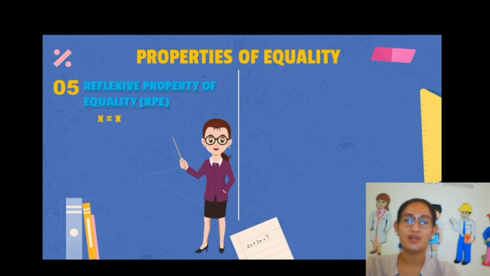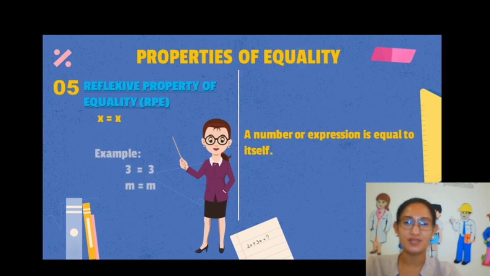Next, the reflexive property of equality. x is equal to x. A number or expression is equal to itself. For example, 3 equals 3, m is equal to m. It is the same as when you look at the mirror, you see yourself in the mirror.